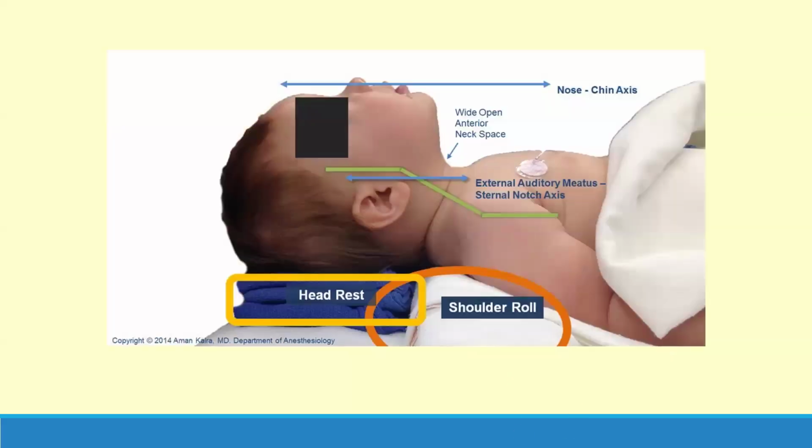So for babies, we want a neutral head position. That's because this isn't a very small baby. This looks more like a toddler. But babies, as I'm sure you'll have seen, have very large occiput.